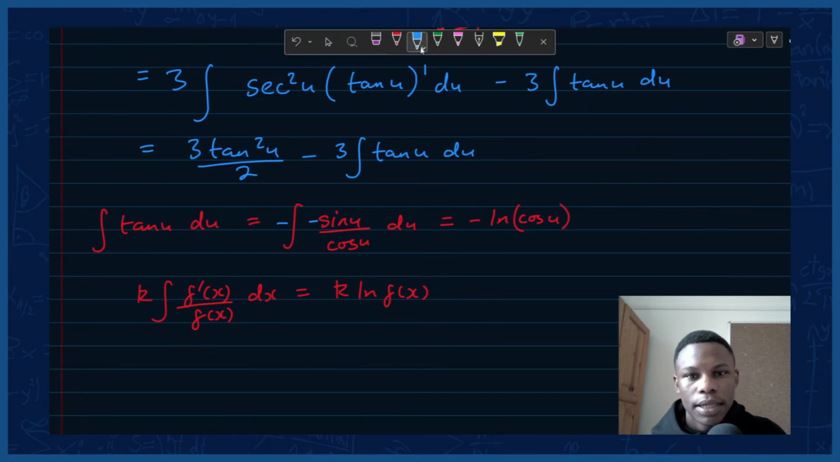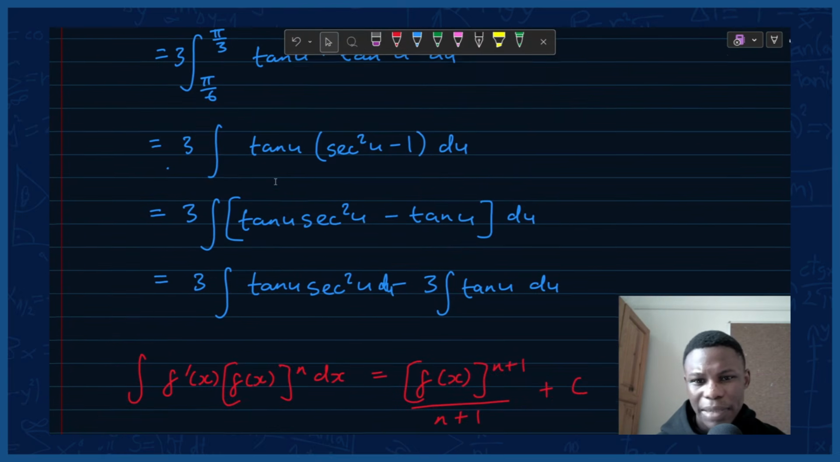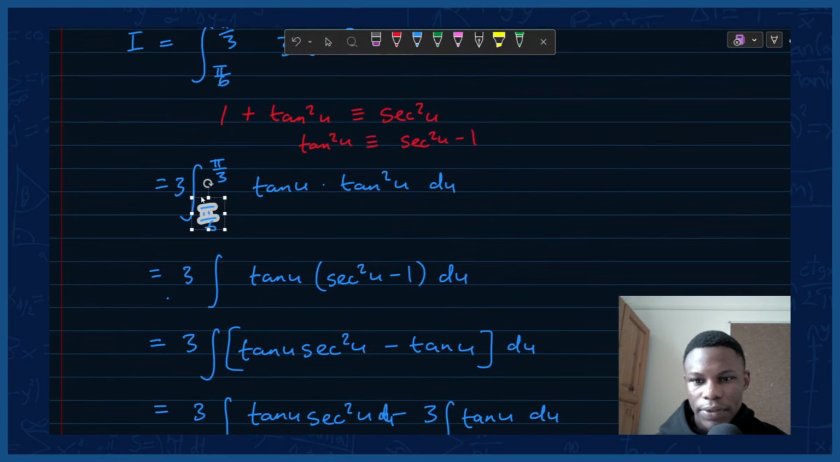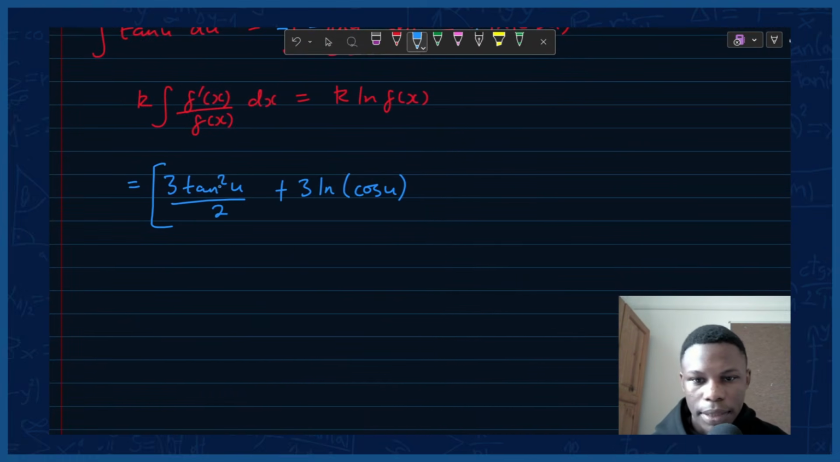Okay, so that means what we are dealing with is 3 tan squared u divided by 2 minus, oh, because I've got a minus sign here and I've got this minus sign, it becomes positive. So plus 3 ln cos u. And we had limits, right? Pi over 6 and pi over 3. Okay, so we bring back our limits.